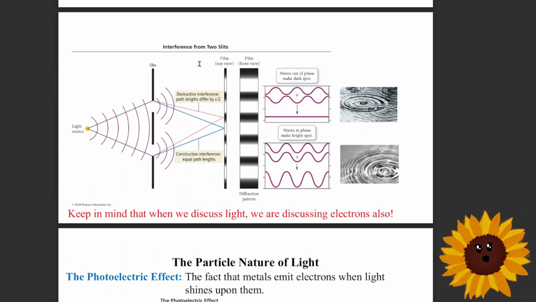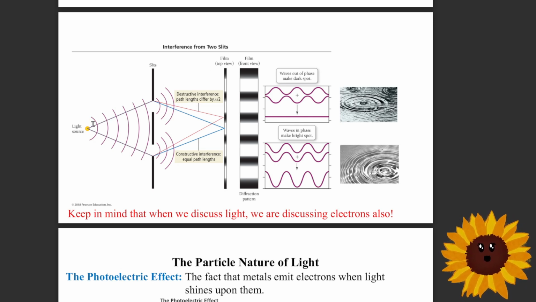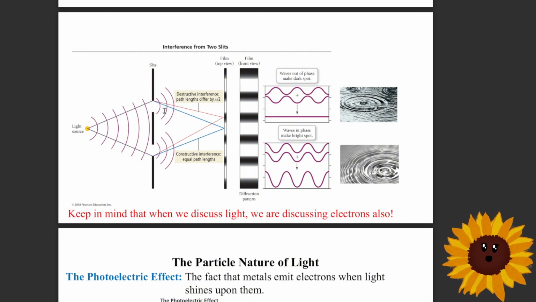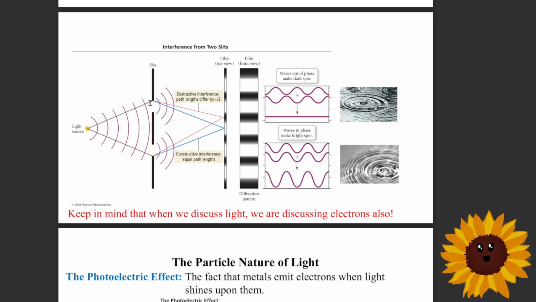Stay with me here. This is going to get kind of complicated. This is when you have interference. So if you have your light source here, and we have our waves going out, and then we have our 2 slits right here, we can see that when they come out, they are going to start interfering with each other because it was one big wave here, but now it's become its own little wave here. So we can see the waves out of phase, they make a dark spot, and the waves in phase make a bright spot. Because again, when it's out of phase, it is going to cancel each other out like ripples, and when they are in phase, they're going to be a lot bigger and stronger.